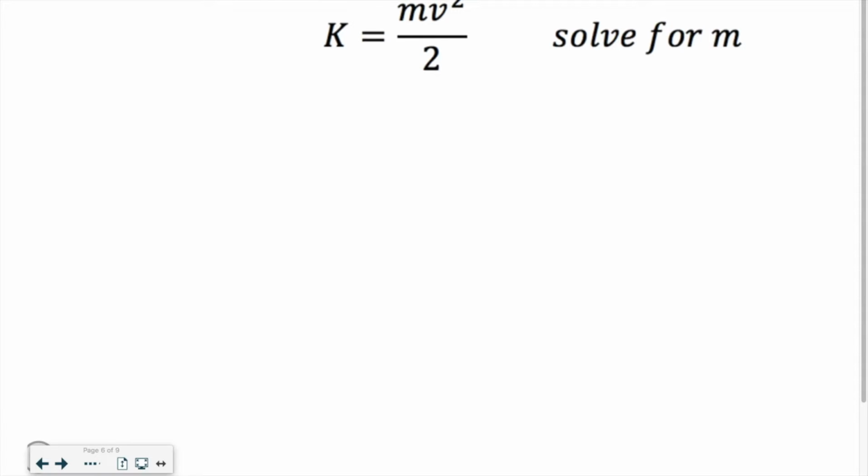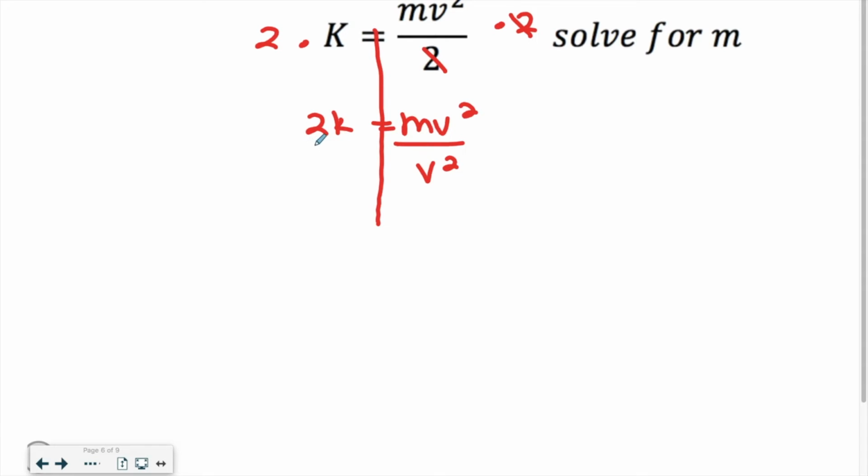Now you're going to solve for the lowercase m. So we're going to draw our line. First thing you want to do is get that 2 out of the denominator, so we're going to multiply by 2 on both sides. So this cross cancels, and you're left with mv squared, and 2 times k is 2k. And then to get the m by itself, we would divide by v squared on both sides, and you're left with 2k over v squared equals m.